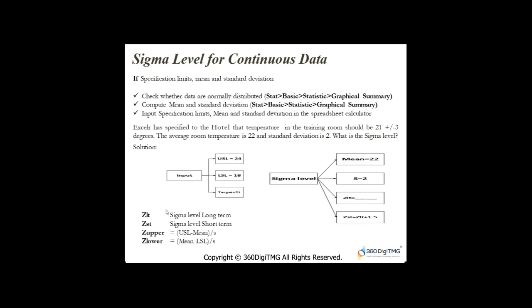What is ZLT and what is ZST? ZLT is long term. ZST is short term. Think about this. You have made an improvement in the month of January and you claim that post improvement your process operates at 6 sigma. Fine. 6 months down the lane, probably you'll still be operating at 6 sigma. 1 year down the lane, you'll still be operating at 6 sigma maybe.